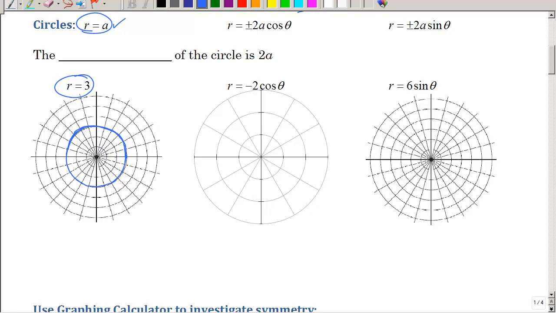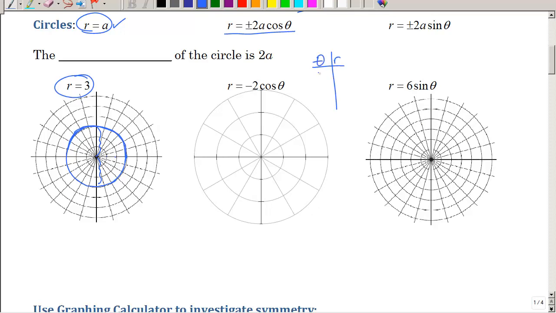Let's look at this. We know the radius is 3, so what would be the diameter? Of course, it would be 6. Let's look at this one. We have r equals plus or minus 2a cosine theta. We know cosine theta has some relationship with x, but what does this graph look like? We could plot some points, but it's not going to help us too much.